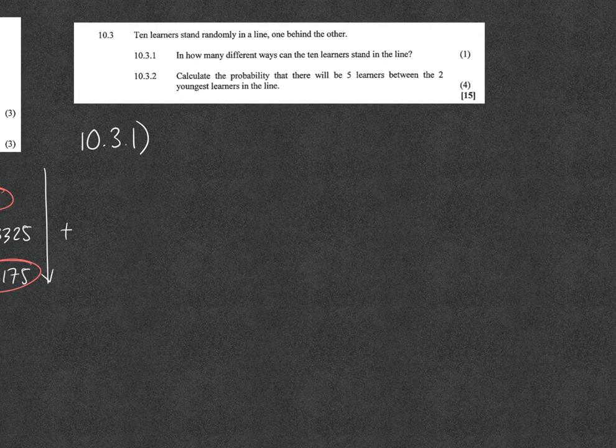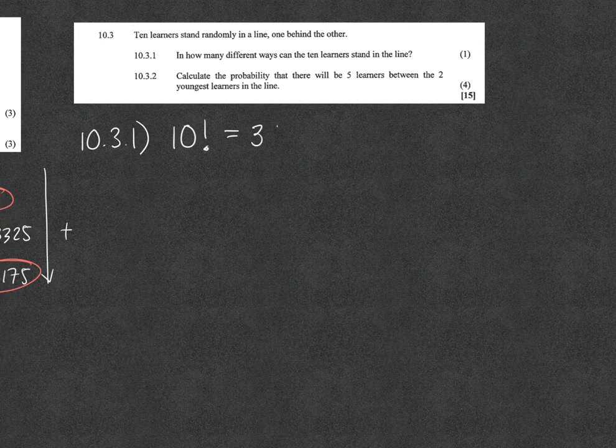10.3.1, we've got 10 learners standing randomly in a line, one behind the other. In how many different ways can the 10 learners stand in a line? Easy question. Normally starts like that: 10 factorial. And we don't need to do it on our calculator, guys, because the factorial is going to be massive.